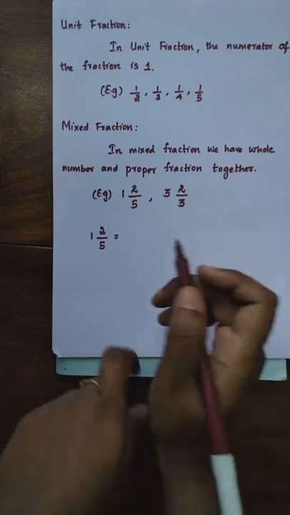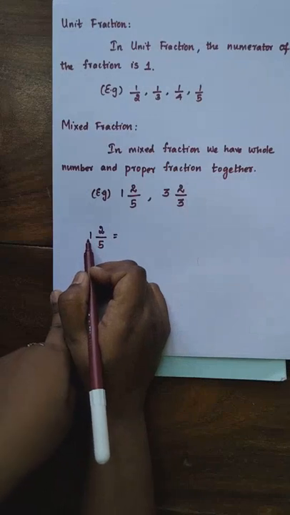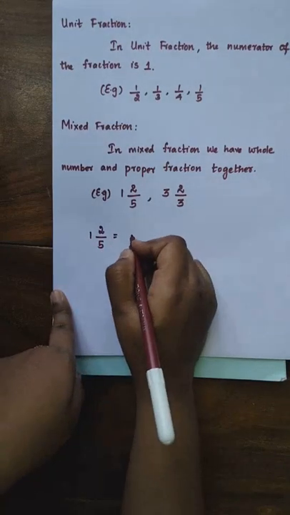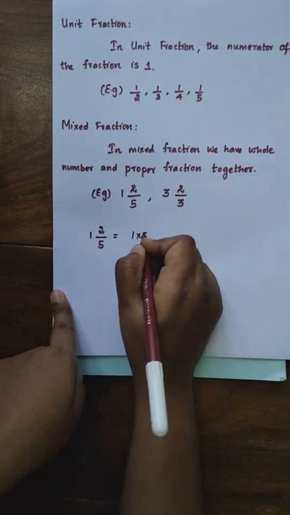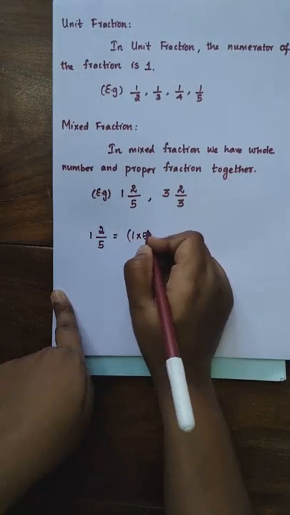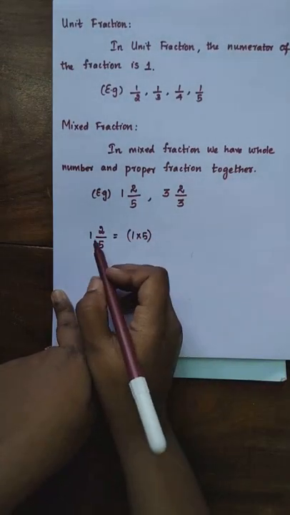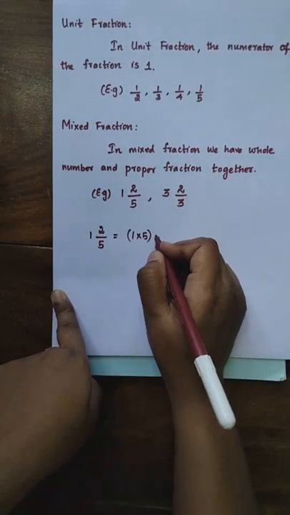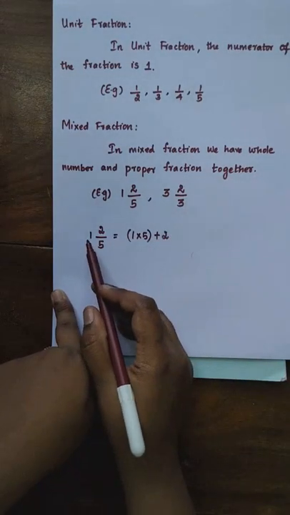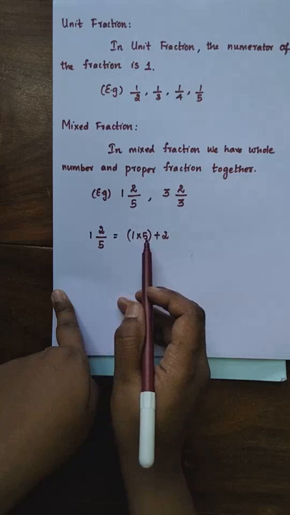First, multiply these two numbers, that is 1 and 5. First, multiply 1 into 5. Then put a bracket, then add the numerator number, that is 2. First multiply 1 and 5.